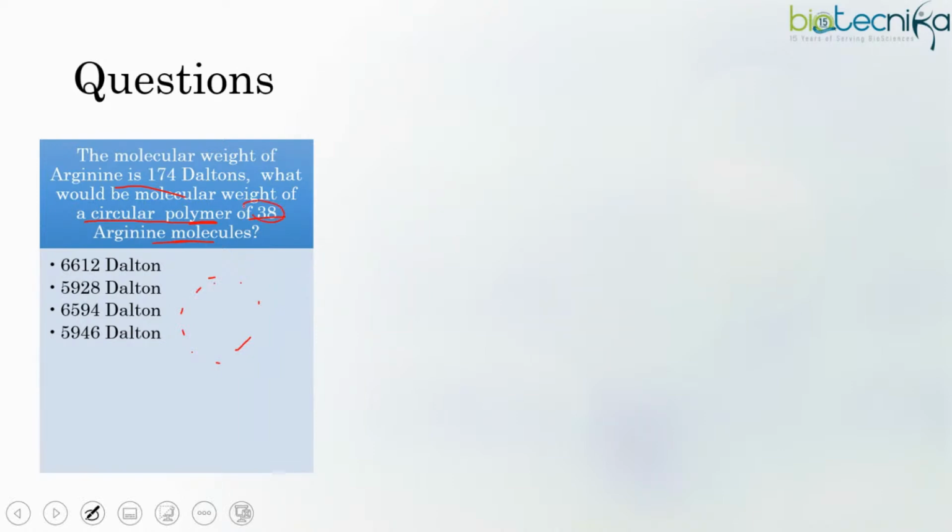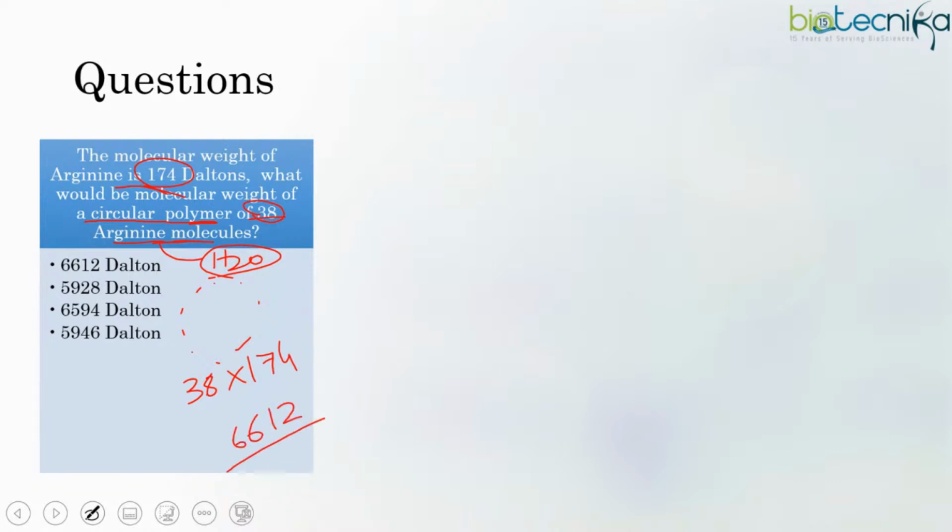That means from each of the arginine you have to remove one water molecule to form the peptide bond, because between two arginine molecules a peptide bond will be formed, right? So that's why you have to take 38 into 174. 174 is the molecular weight. Okay, so this is 6612.